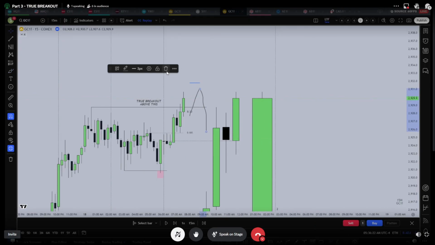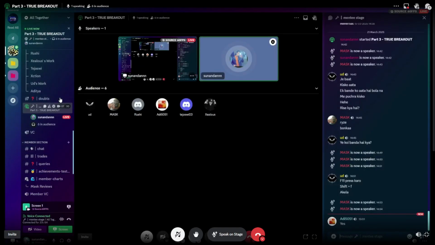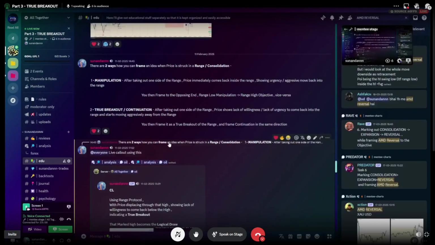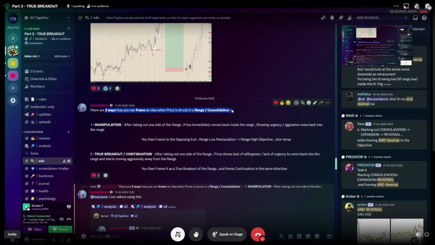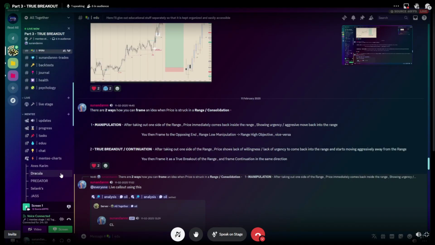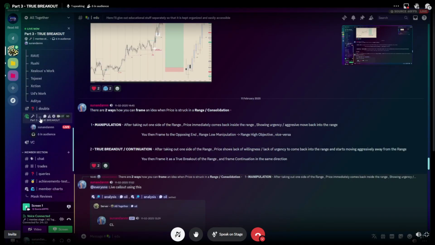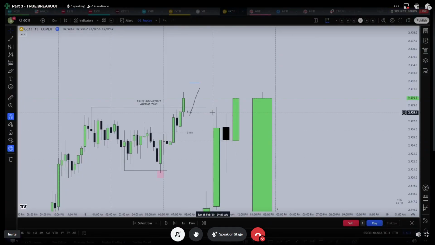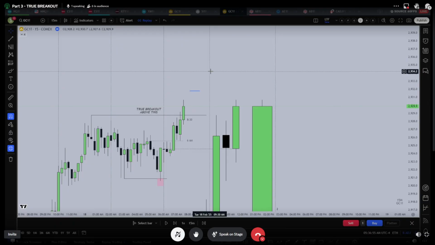Two ways price can leave a range, if you guys remember. Two ways price can leave a range: manipulating one side or breaking through one side. Now, I personally framed it as well that day. I will show you my position as well.